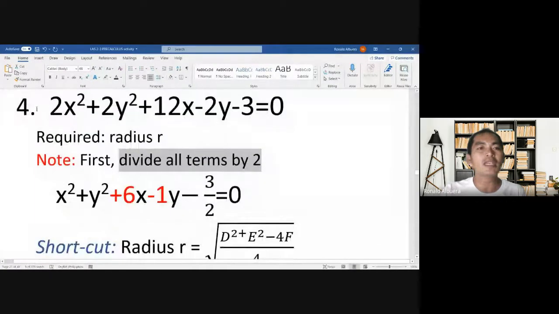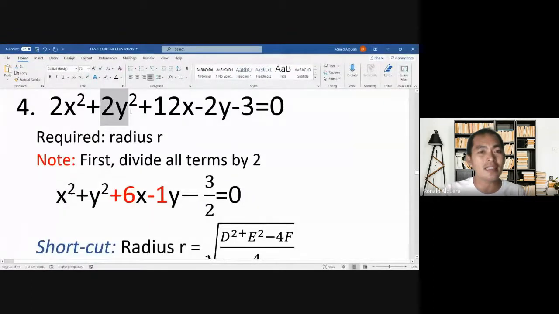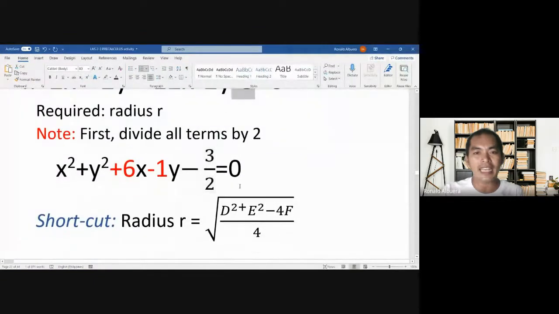So when we divide the first term by 2, the answer became x squared. The second term, 2y squared, divide 2, the answer is y squared. Next term, 12x divide 2, we have 6x. Next, negative 2y divide 2 is negative 1y, or simply negative y. And negative 3 divide 2 is negative 1.5, or negative 3 halves, which is equal to 0.